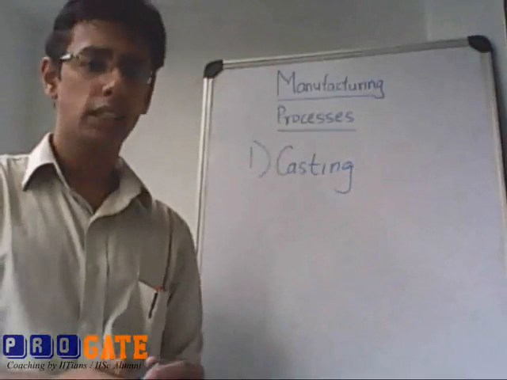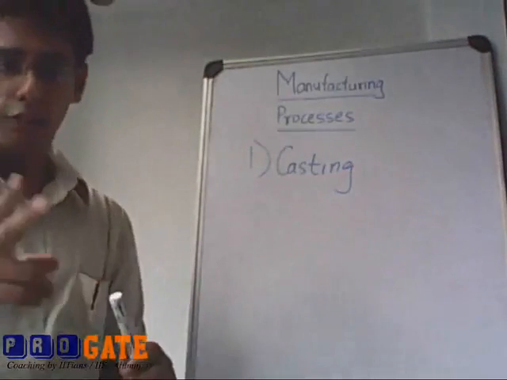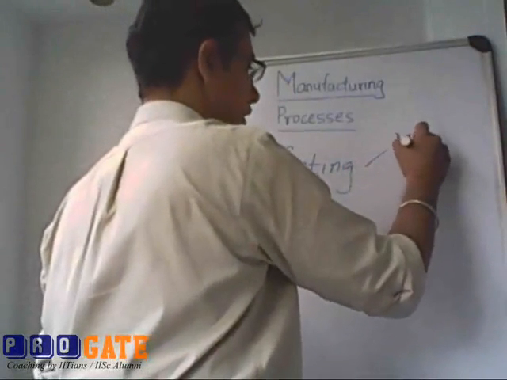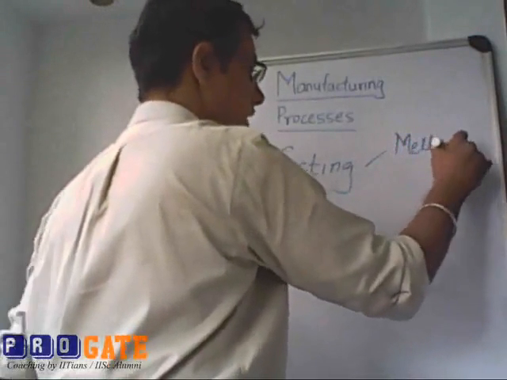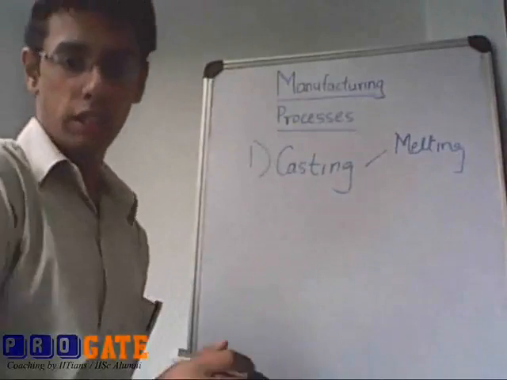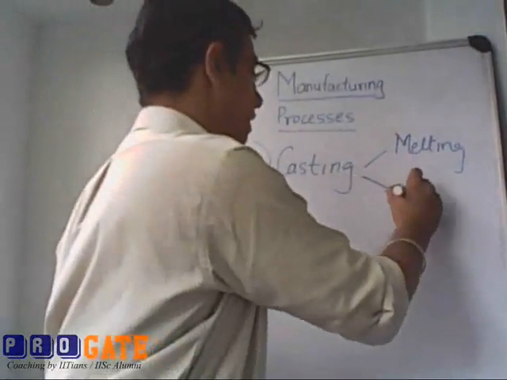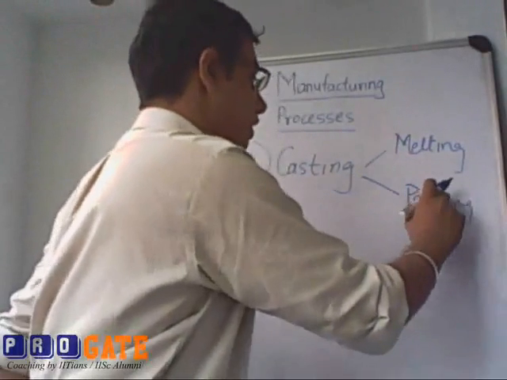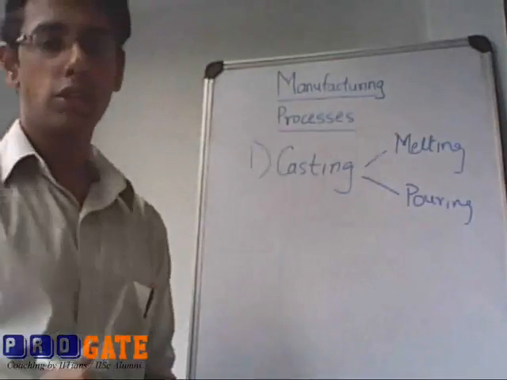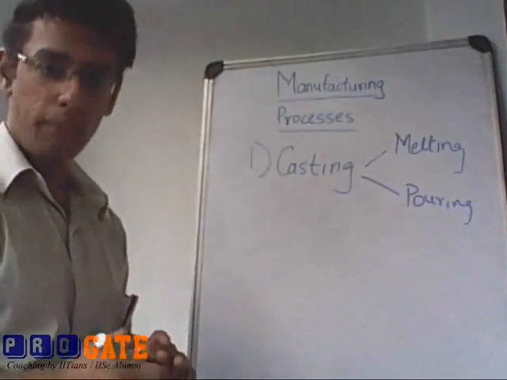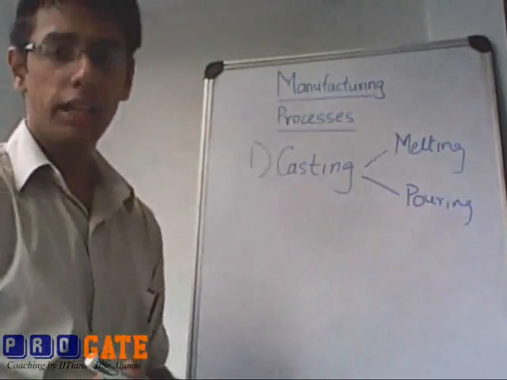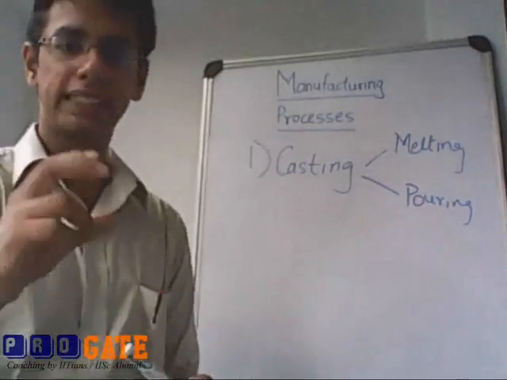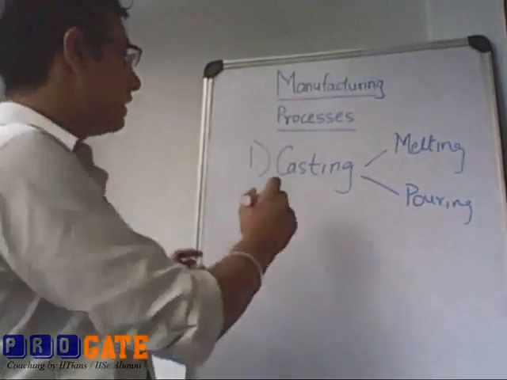What is casting? Basically, casting consists of two steps. The first one being melting a material, making it molten, and the second one being pouring the molten material into a mold or a container so that this molten material takes the shape of the container. That shape is called as the cast shape, and hence the name casting.